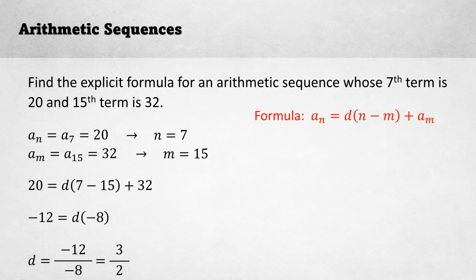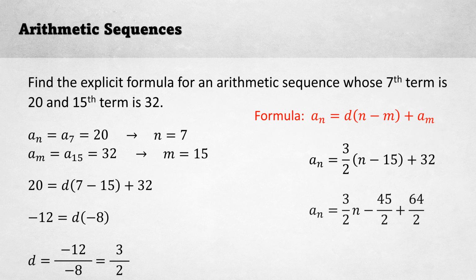Now that we have d, we can use d and values of m and a sub m to write the explicit formula. We get a sub n equal 3/2 times n minus 15, then plus 32. We can distribute 3/2 into n minus 15 and simplify to a sub n equal to 3/2 n plus 19/2.